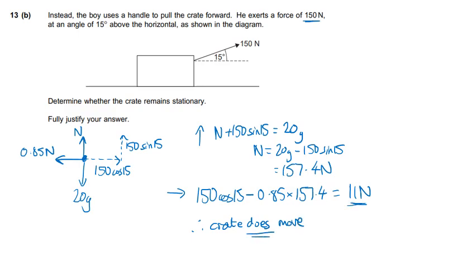Okay, if this was less than 0, we'd be in the same situation as before, but because it's positive, it means that there's going to be movement to the right. So the boy's force is greater than the frictional force.